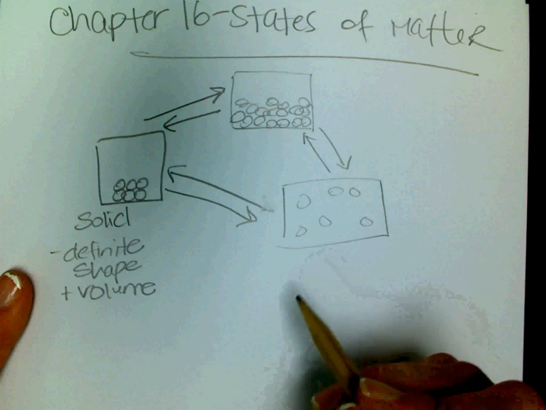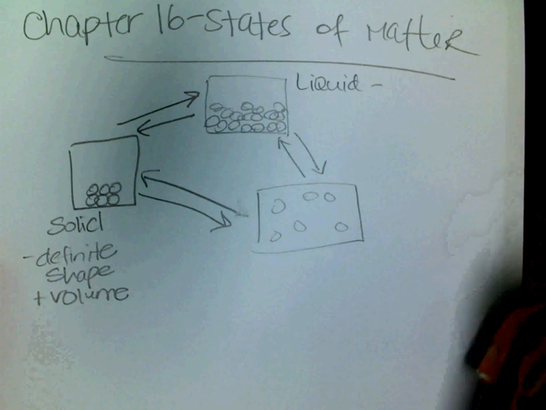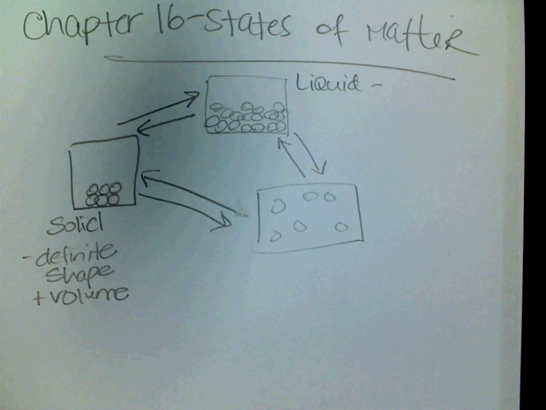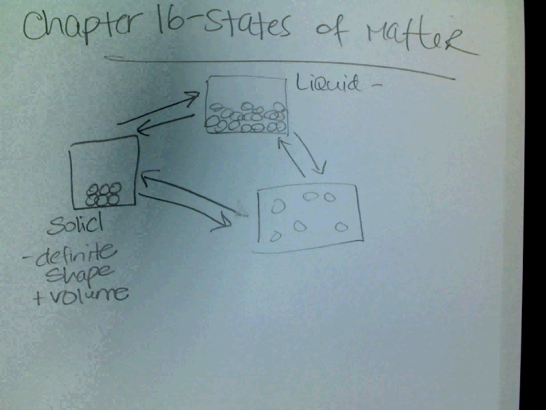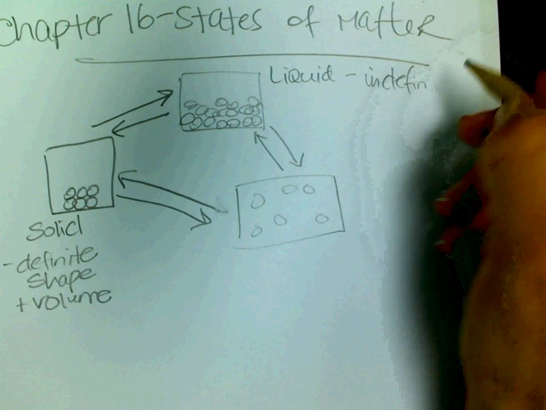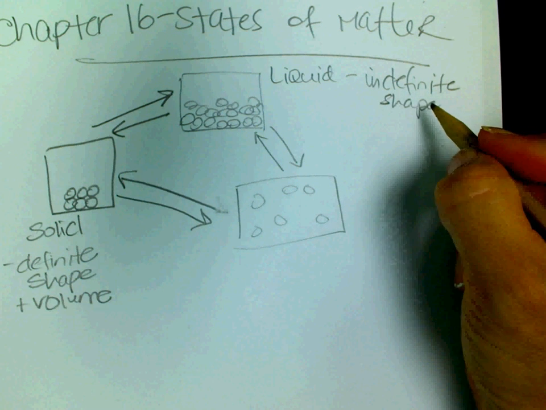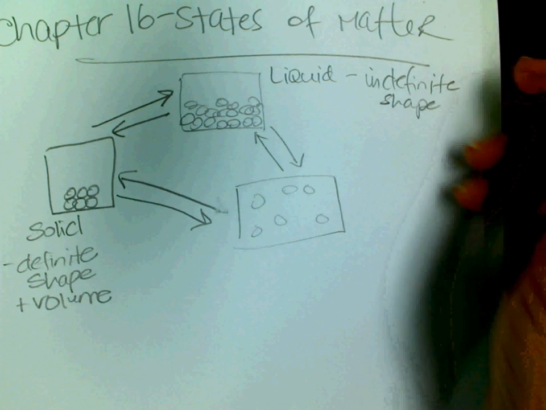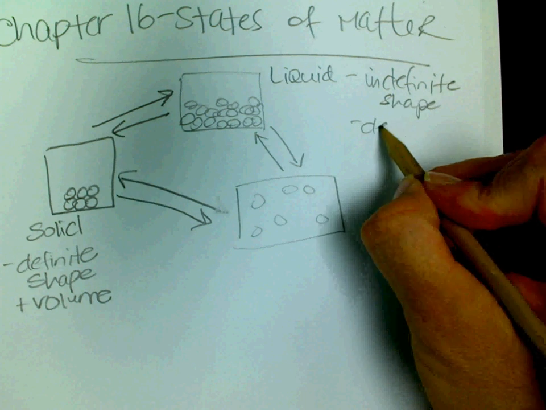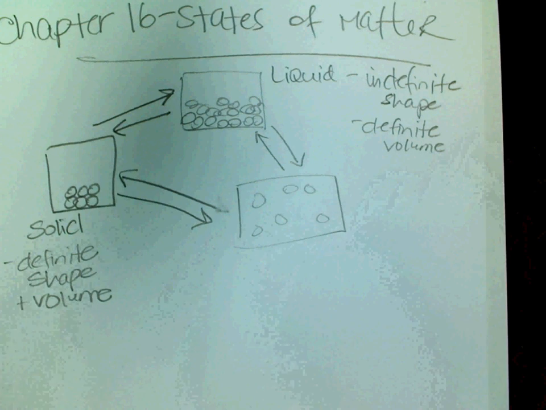All right, now, this is your liquid, and liquids have what? Definite shape, volume, or what? Look at this graduated cylinder. What's the shape of the water? It's the shape of the container, right? So it doesn't really have a definite shape. It's got an indefinite shape. But if I pour this 40 milliliters into another container, how many milliliters is it going to be? 40 milliliters. So the volume is definite, which means it's not going to change.